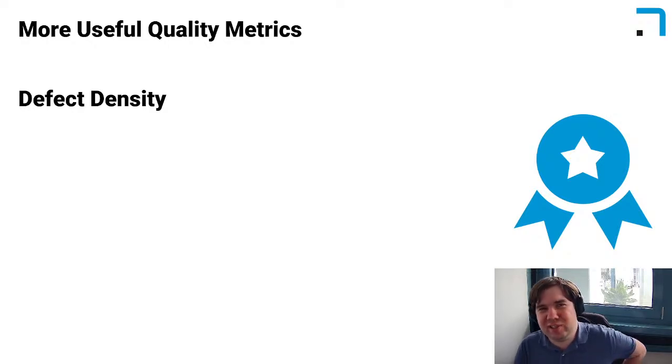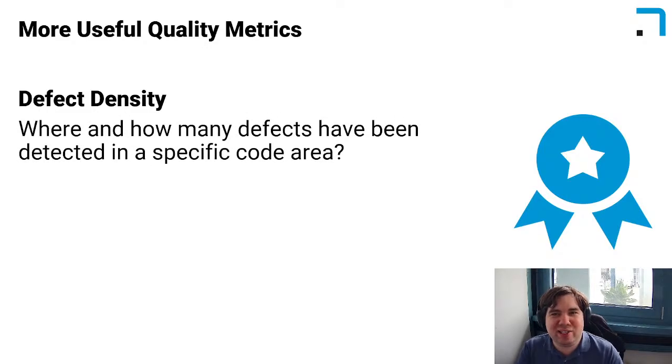So defect density is a little hard to explain in general, but it's sort of where and how many defects have been detected in a specific piece of the code. So this can be in a class, this can be in a common functionality or feature, or could be in a whole code base kind of deal. And we just want to identify how common are defects in a specific piece of code.